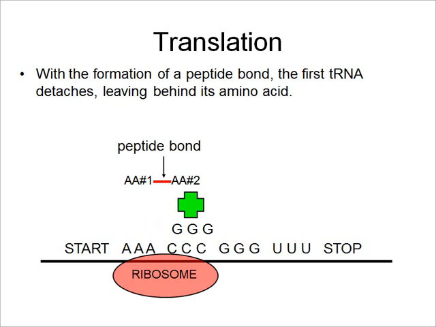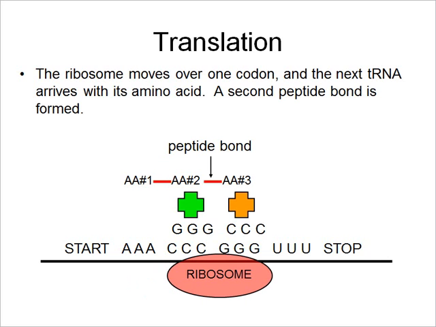After the formation of the peptide bond, the first transfer RNA molecule is released, leaving behind its amino acid. The transfer RNA molecule will now go find another molecule of amino acid number 1. The ribosome moves over 1 codon. The third transfer RNA molecule arrives with its amino acid. Codon and anticodon have to complement, so the transfer RNA molecule can attach to the ribosome messenger RNA complex. A new peptide bond is formed between the amino acids number 2 and number 3.